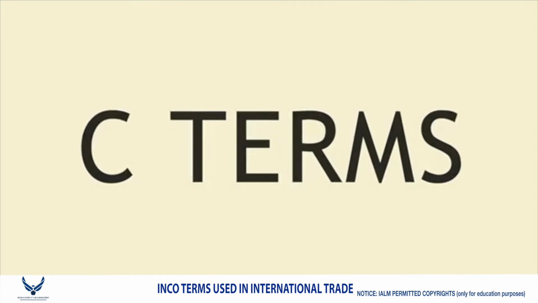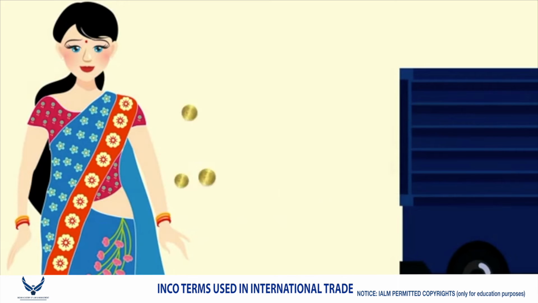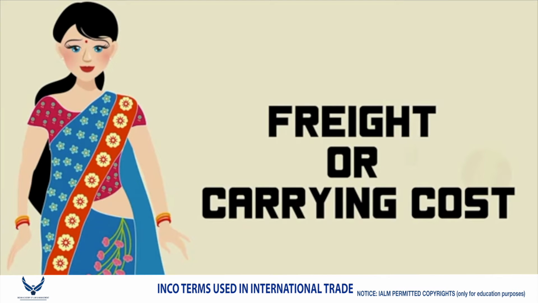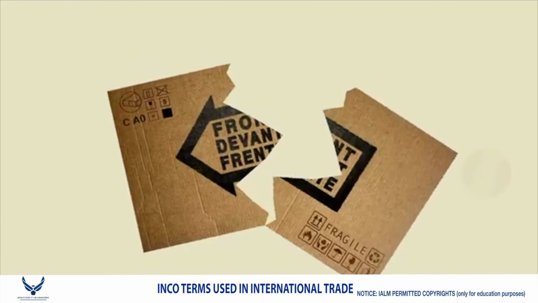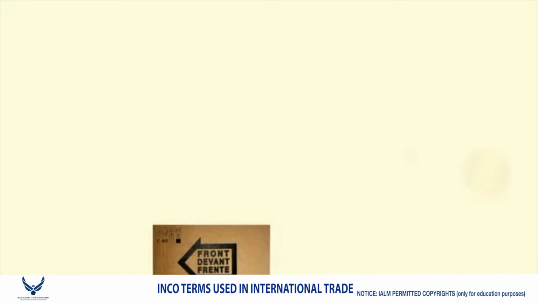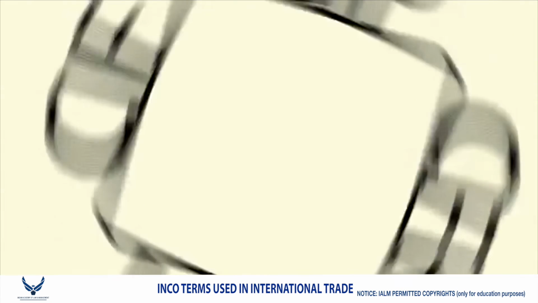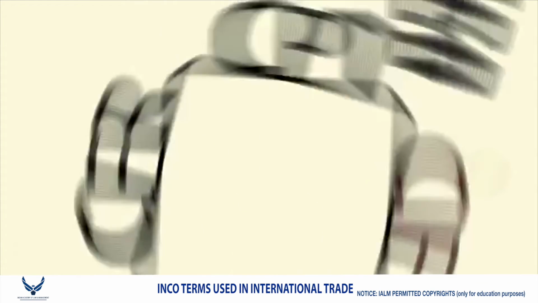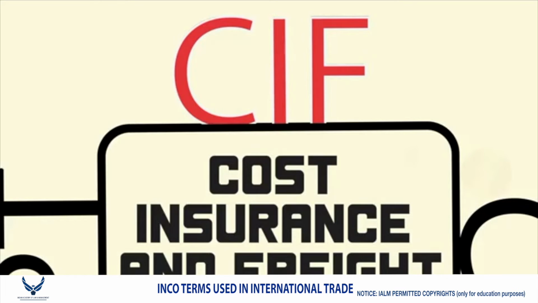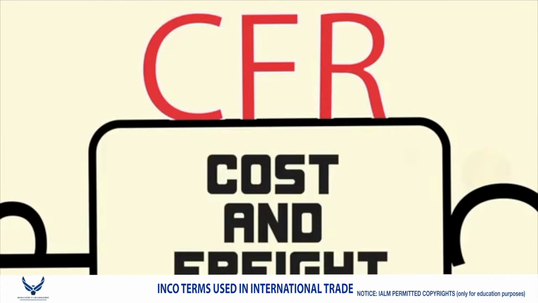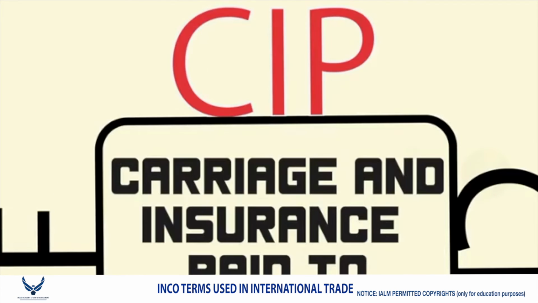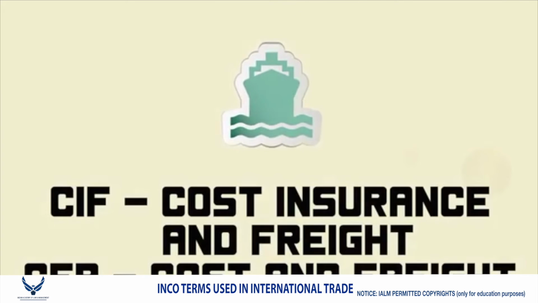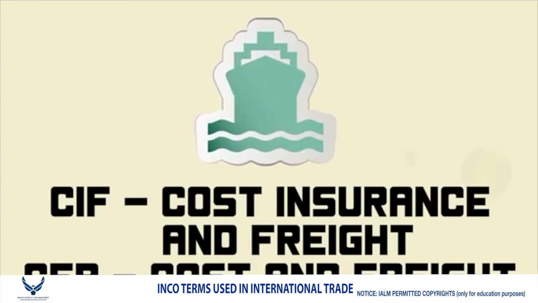C terms. Seller must also contract and pay for the carriage, that is, freight or carrying cost, of the choice of the buyer. However, the risk of damage or loss during transit on carriage rests with the buyer. The 4 C INCO terms are CIF, that is, cost, insurance and freight, CFR, that is, cost and freight, CPT, that is, carriage paid to, CIP, that is, carriage and insurance paid to. CIF or CFR can only be used for transporting on sea or waterways.